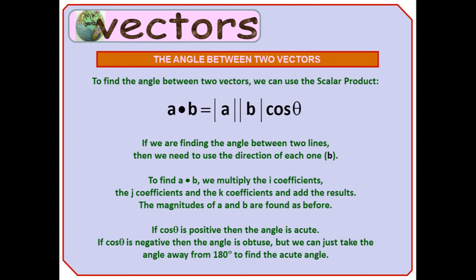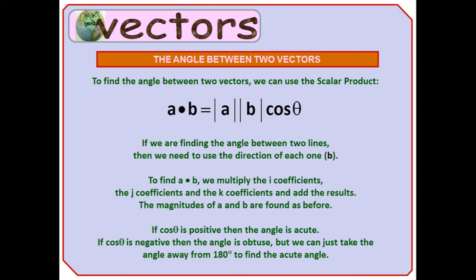Now we move on to the angle between 2 vectors. To find the angle, we can use a scalar product, which is a dot b equals mod a mod b cos theta. If we are finding the angle between 2 lines, then we need to use the direction of each one, the b bit in the brackets. To find a dot b, we multiply the i coefficients, the j coefficients and the k coefficients and add the results. The magnitudes of a and b are found as before.